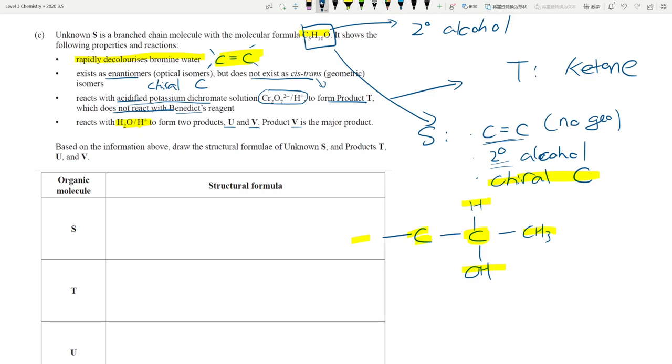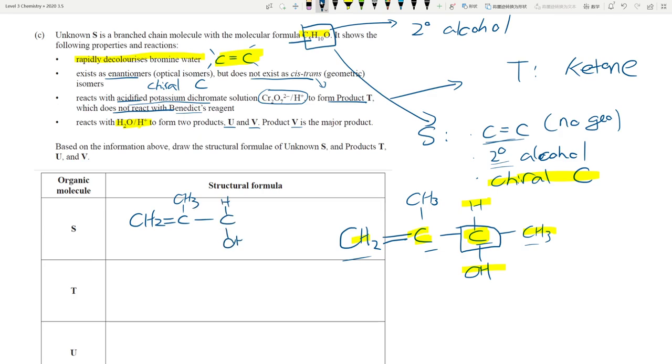Then, where can I put the double bond? I can't put the double bond here, here, here, or here. That just won't work because I've identified that this carbon is my chiral carbon, so I can put the double bond here. I can put a CH2 here, and how many carbons do I need? I need five carbons. I only have 1, 2, 3, 4, so I can put the carbon here. So that will be the molecule, derived using the clues that they gave you.